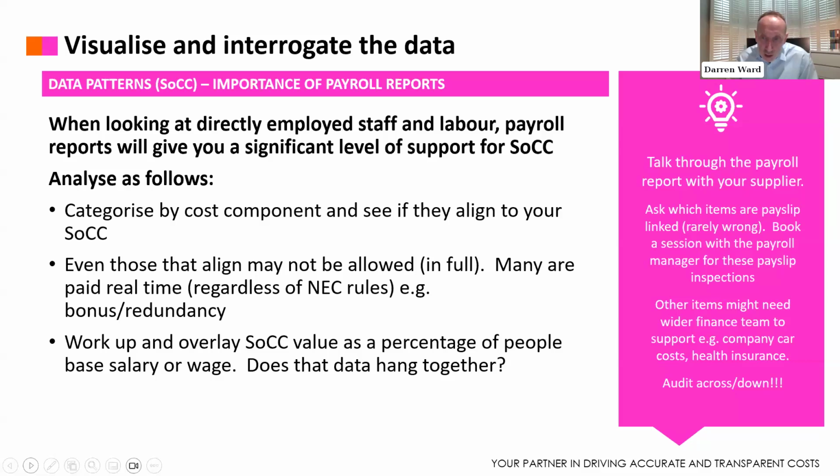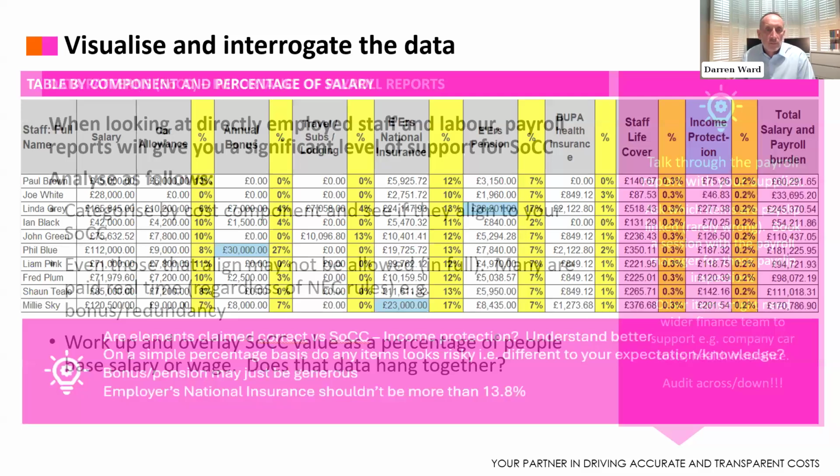And then think of the other items that will need alternative people to support. For example, company car costs, health insurance costs. They do not come on a pay slip and they are not via your payroll people. So you've got to widen who you need to speak to. So a good tip is audit across, meaning people, but audit down in terms of cost component.